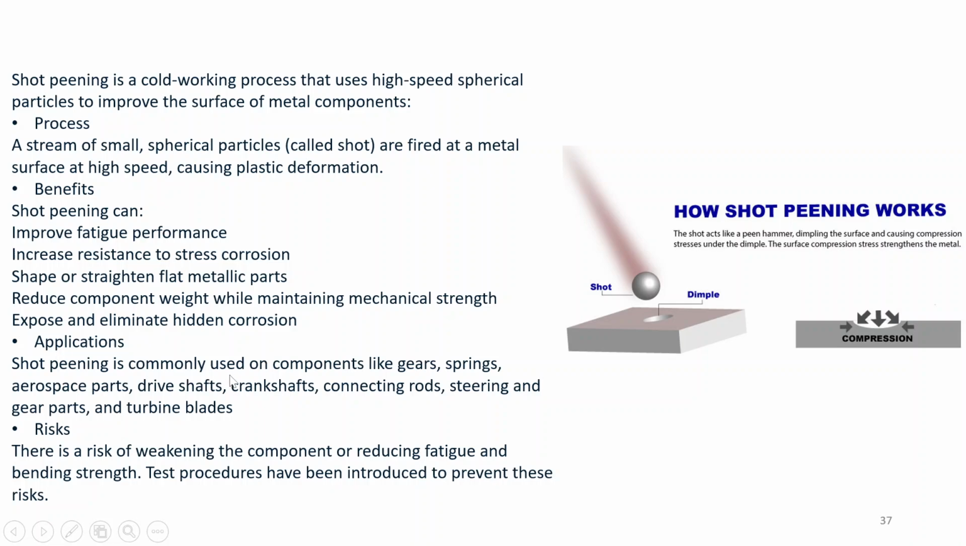Shot peening is commonly used on components like gears, springs, aerospace parts, drive shafts, crankshafts, connecting rods, steering and gear parts, and turbine blades. There is a risk of weakening the component or reducing fatigue and bending strength. Test procedures have been introduced to prevent these risks.